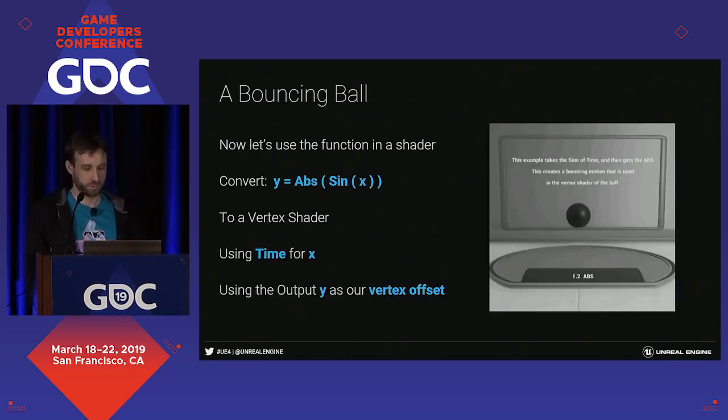So basically, this is a quick example. This is actually from a content example map that comes with the content examples project in Unreal Engine 4 called the Math Hall. And that's actually been included for about 5 years now. It wasn't ever really widely released, but there's a bunch of little slides kind of along the same vein that I'm using in this talk if you guys want to check that out. So here we have y equals the absolute value of the sine of x, and we kind of converted it to a vertex shader using time for x, and we used y as the vertex offset on the mesh.